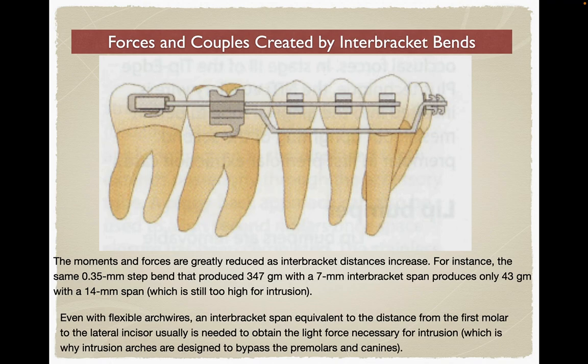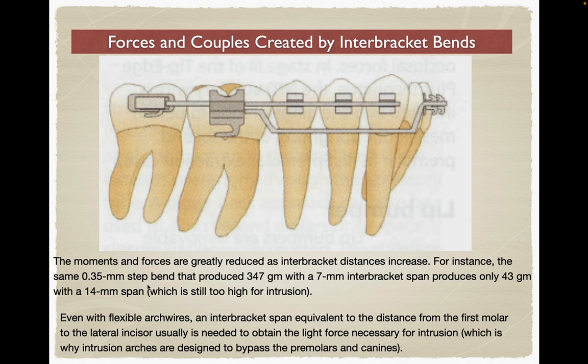Now there is something that you need to understand, which we call the interbracket span. Does the interbracket span have a relationship to the amount of force that is generated? The answer is yes. So let's look at this picture. If you notice now, the wire is bent, bypassing the premolars and canine and then engaging the incisors. Have you ever thought, why are we doing this? Why not go to the canine and then bend the wire as we want it to be? Why are we bypassing these teeth? The reason is what we call the interbracket span.